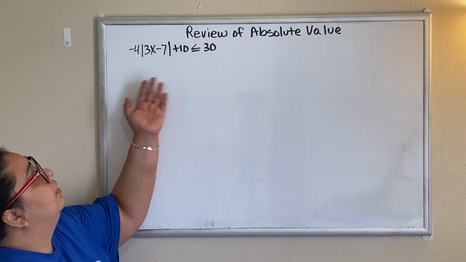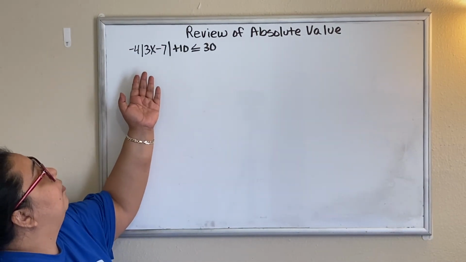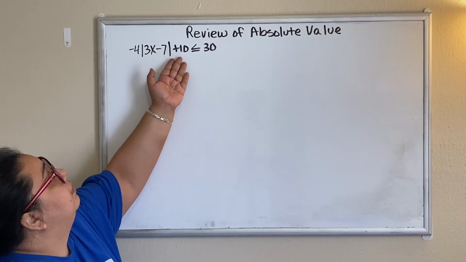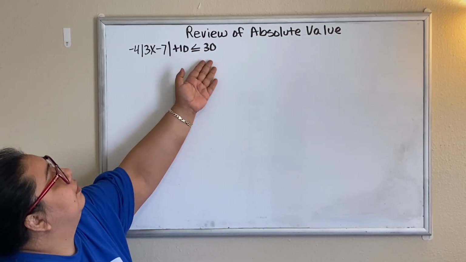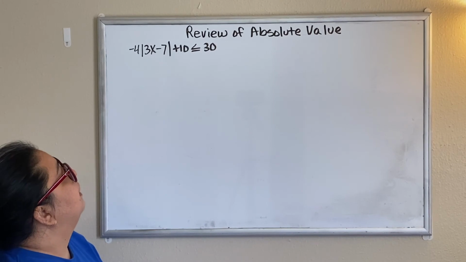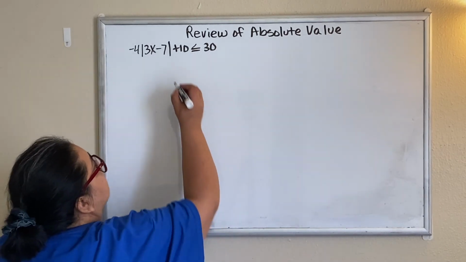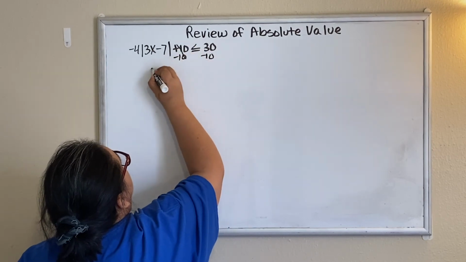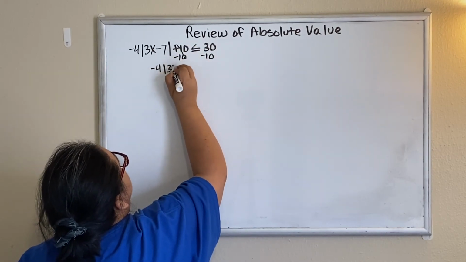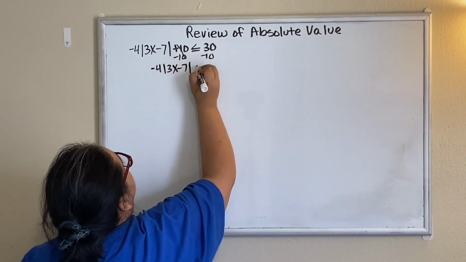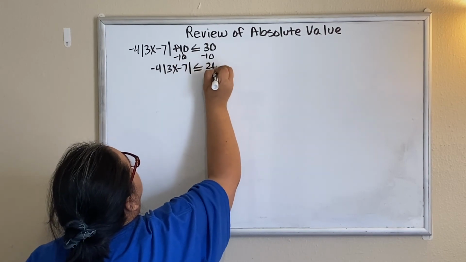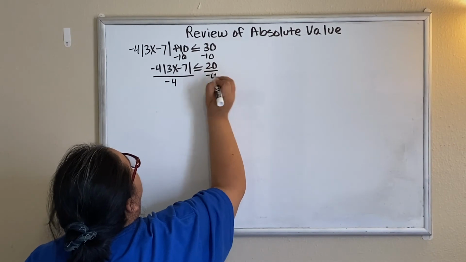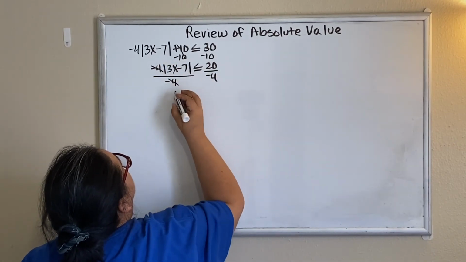So here's our third example. We have an inequality. We have -4 times the absolute value of 3x minus 7 plus 10 is less than or equal to 30. So we need to isolate the absolute value. So we're going to subtract 10 from both sides, eliminating the 10. We get -4 times the absolute value of 3x minus 7 is less than or equal to 20. We're going to divide by -4 on both sides, reducing the -4.